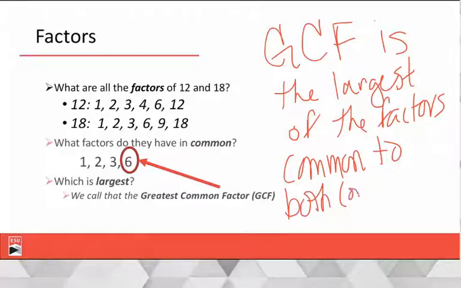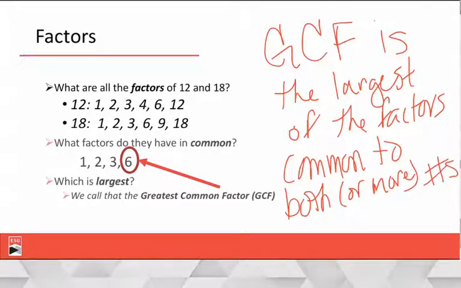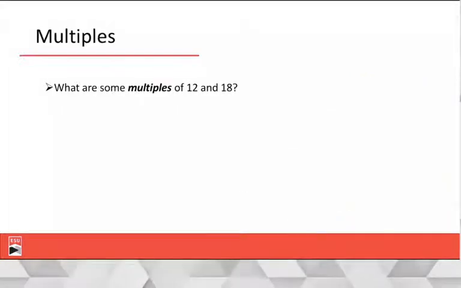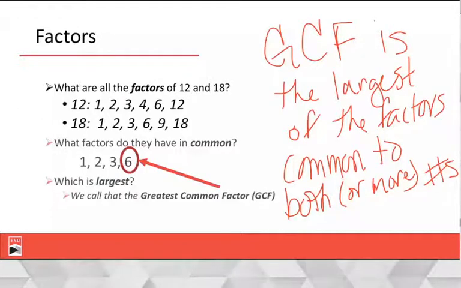You could do this for 3 numbers. And so if you look at any list of factors for any 2 numbers, there will be guaranteed to be a largest, right? Because you can list every factor of any number. And so you find the largest that's common to both.